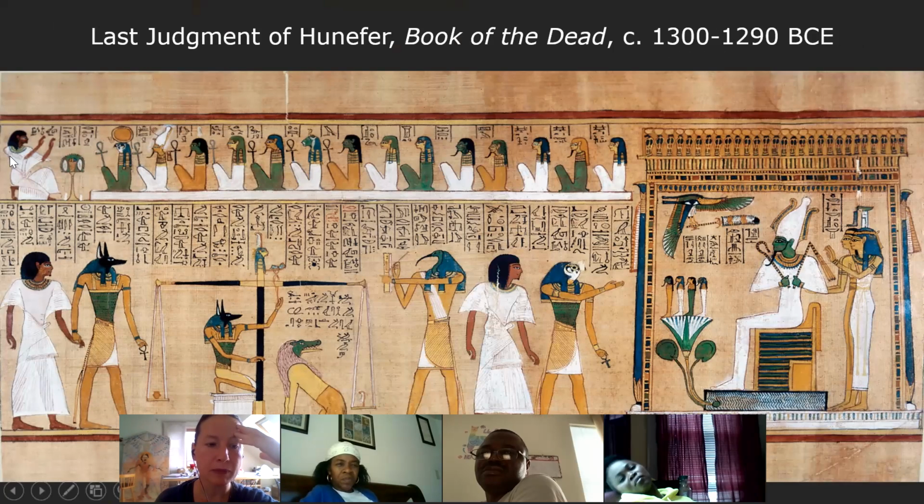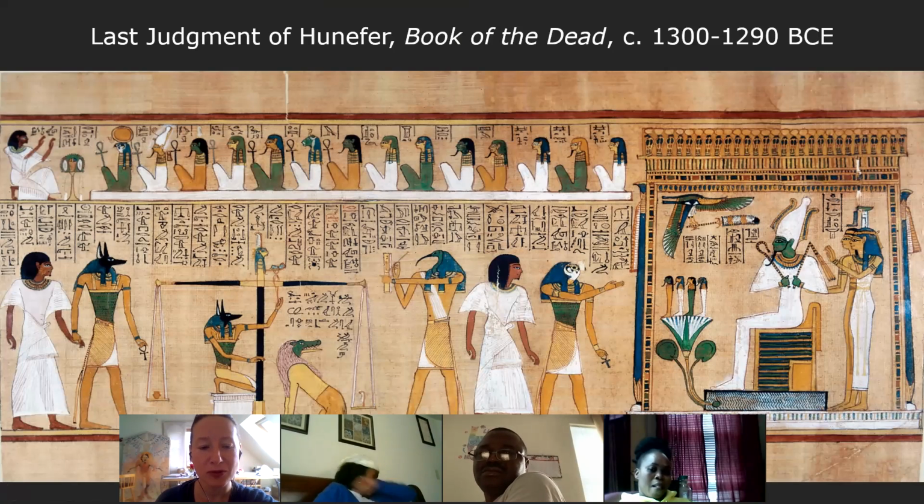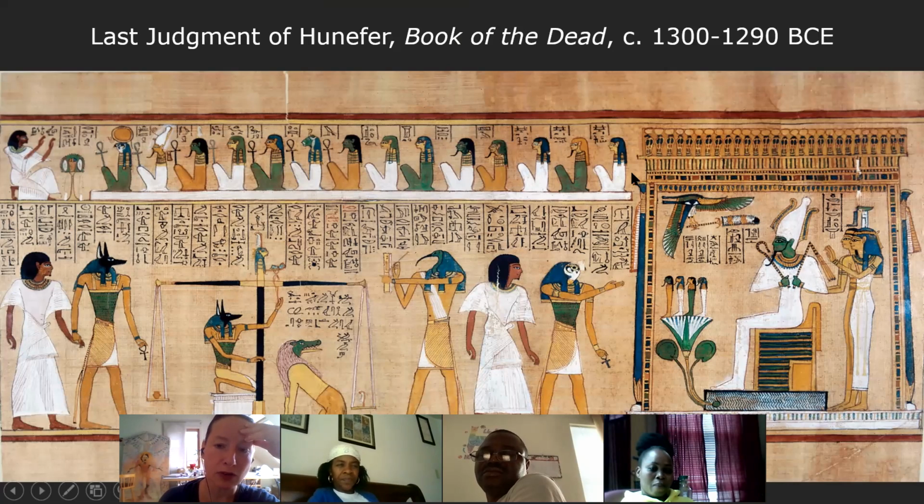This is Hunefer, who was a scribe, a writer of the hieroglyphs. And he's here asking if he was going to be taken into the afterlife. If he had a virtuous life, then he would be considered to continue. So you have him over here at the top, asking all the gods of Egypt to reflect on his life. And you have half of them giving him the ankh signal, which is a symbol of yes, he's allowed to go into the afterlife.